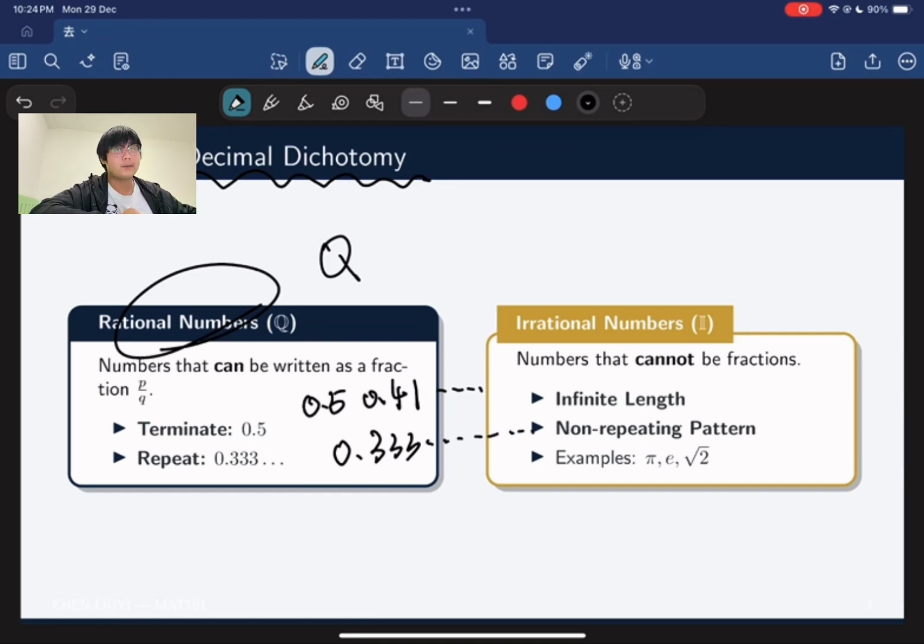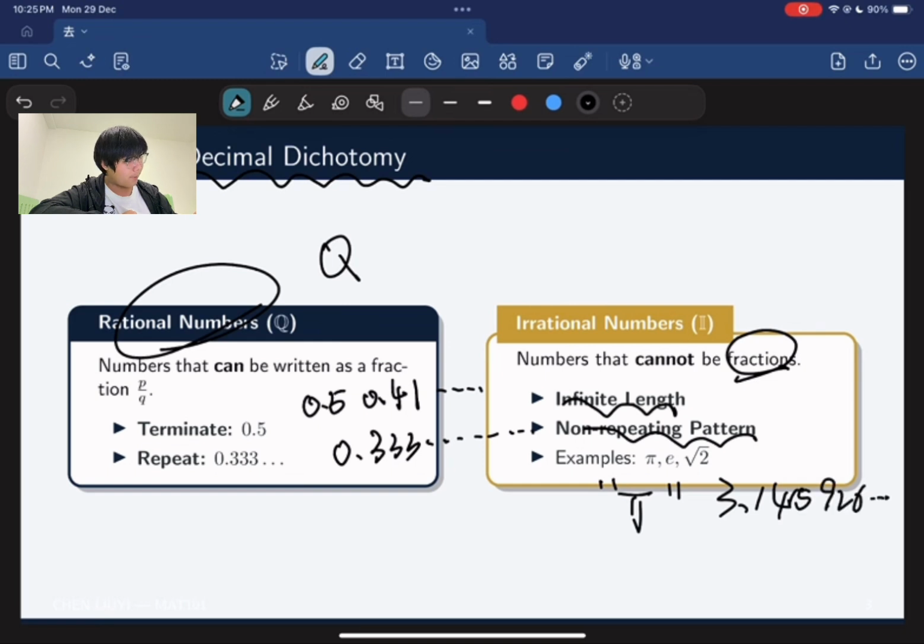On the other side, we have irrational numbers. These numbers cannot be fractions. They have infinite lines. They have non-repeating patterns. The famous examples are pi, e, the square root of 2.